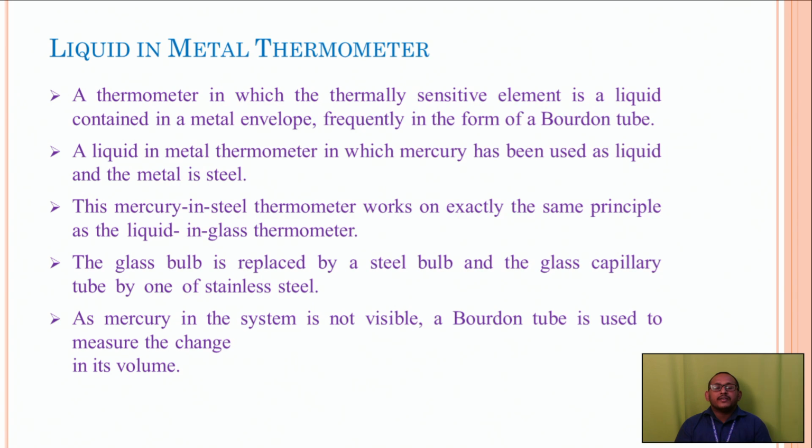So the Bourdon tube is connected to the bulb, so that based on the expansion, the Bourdon tube will have some deviations, and based on that we can measure the temperature.